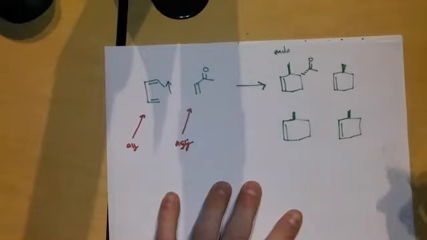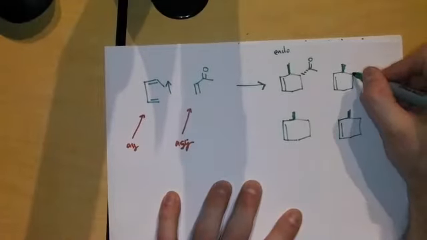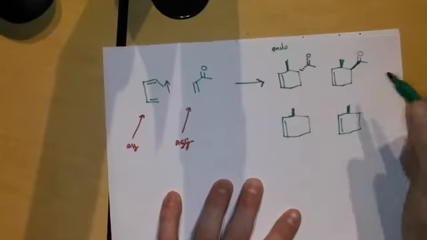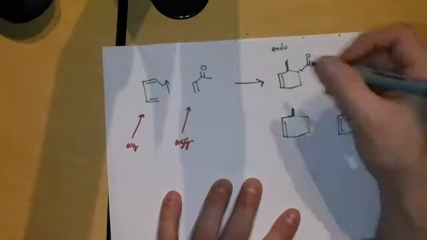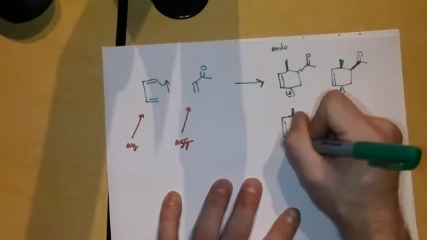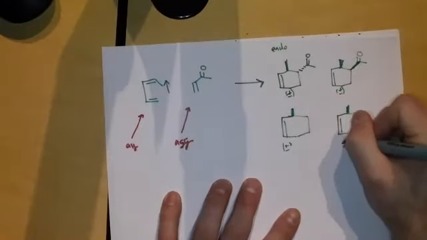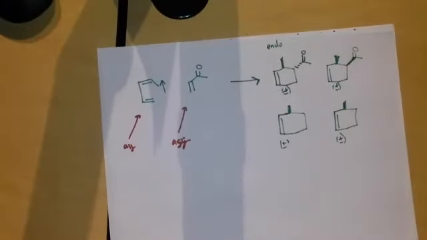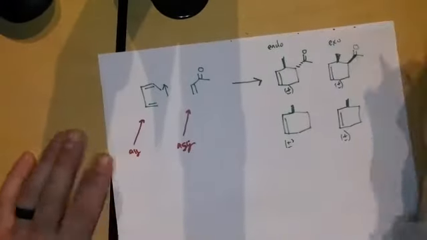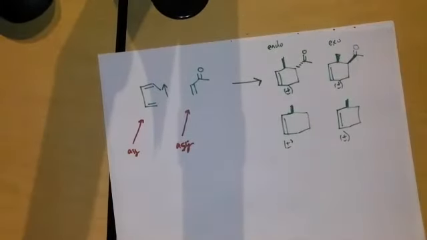Our exo product would be where the carbonyl comes from above. Oh, yeah, there's gonna be a lot of plus lines. So these are 2 of our products here.